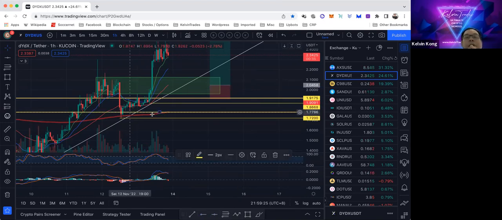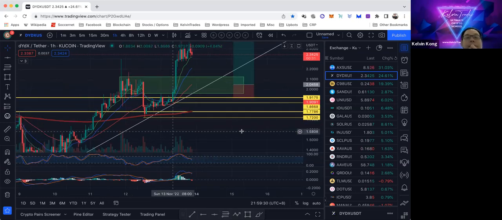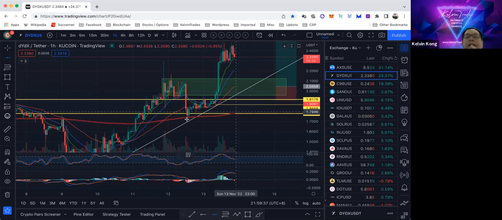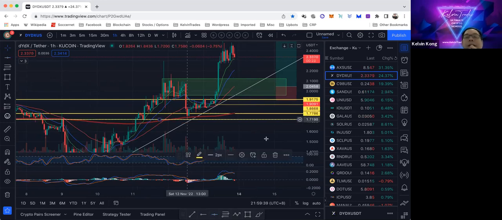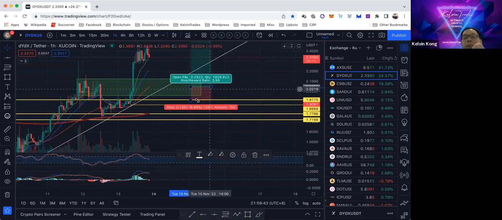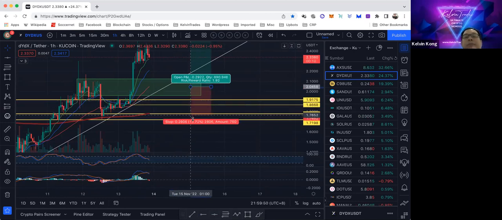Okay, these are all supports. You can put it at the 200 EMA, which is here. Okay, so you have to decide where you want to put your stop loss and then decide on your position size. So this will still be 16% or more than 10%.